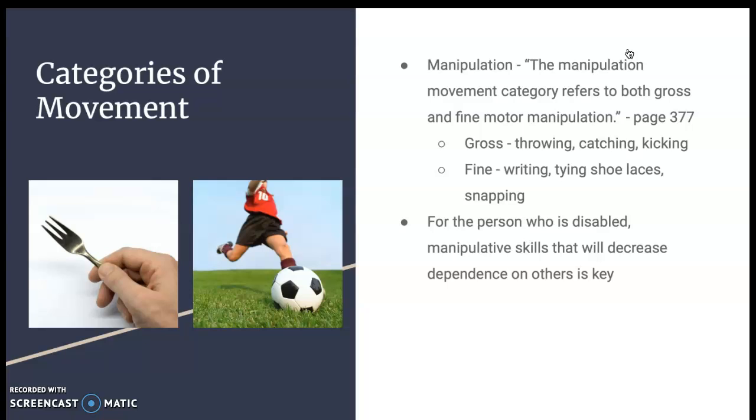All three categories, stability, locomotion, and manipulation, are typically seen in all forms of movement, especially stability. All voluntary movements involve some sort of stability, and that's why it's the most basic category.